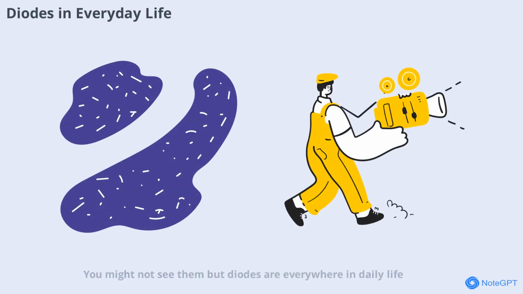You might not see them, but diodes are everywhere in daily life. From the charger that powers your phone to the LED lights in your home, diodes work behind the scenes to make modern technology possible. Their reliability and versatility have made them a cornerstone of electronic design.